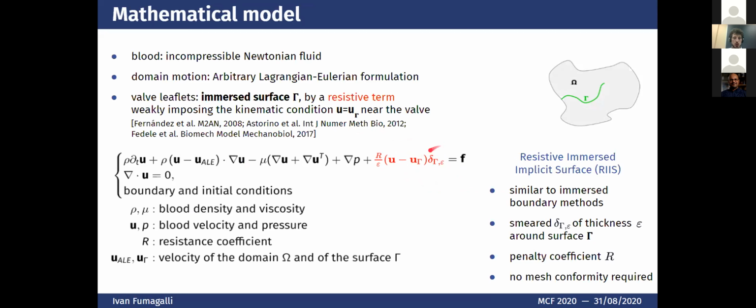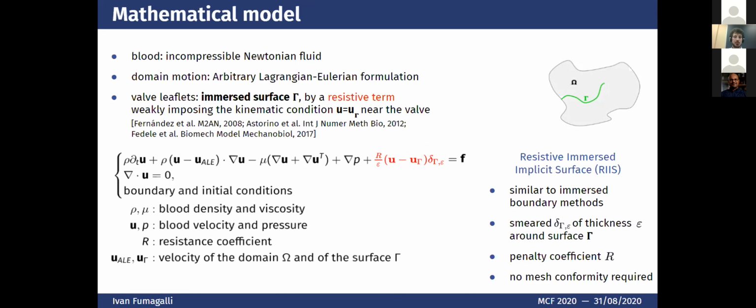By this implicit approach, we do not need mesh conformity with respect to the valve. And this is a good point to reduce the computational effort of the whole simulation. We have some similarities with the model that was described in the very first talk of this session, but in this case, the description by means of a smeared delta is a little bit different.